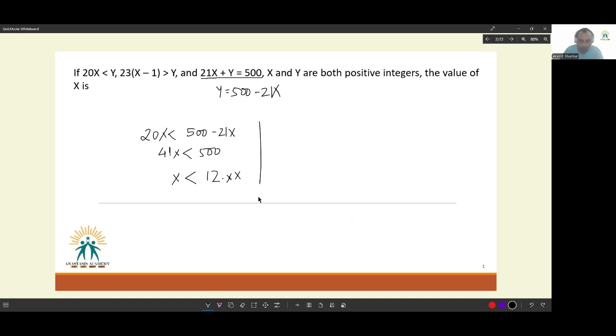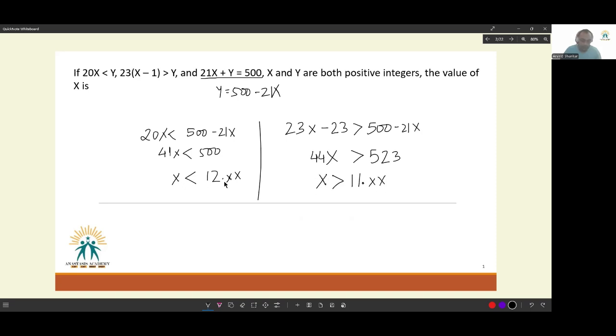Precisely, we don't know. Secondly, we have 23x minus 23 is greater than 21 times 500 minus 21x. We bring it over to the other side. We get 44x is greater than 523. Now 440 plus 88 will get me to 528. So x has to be greater than 11 point something something.